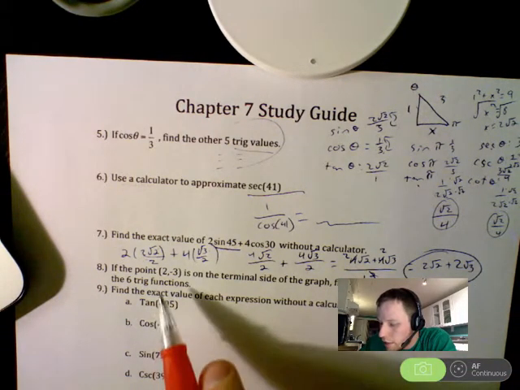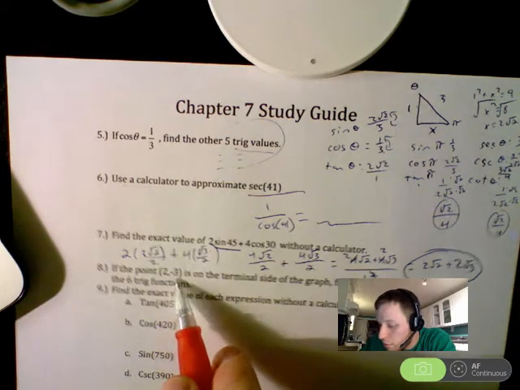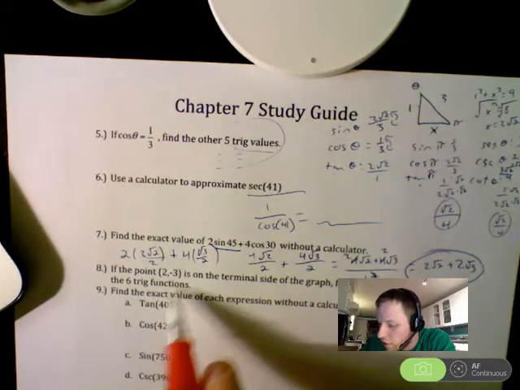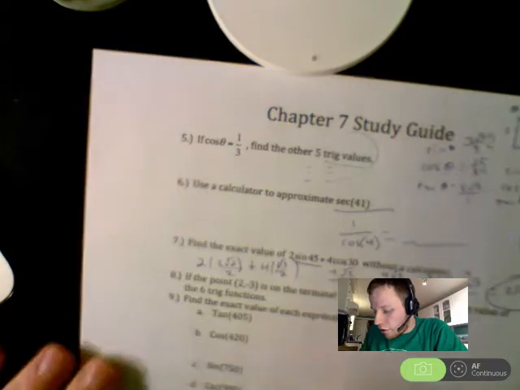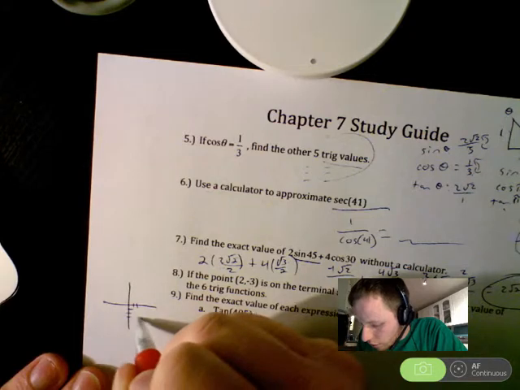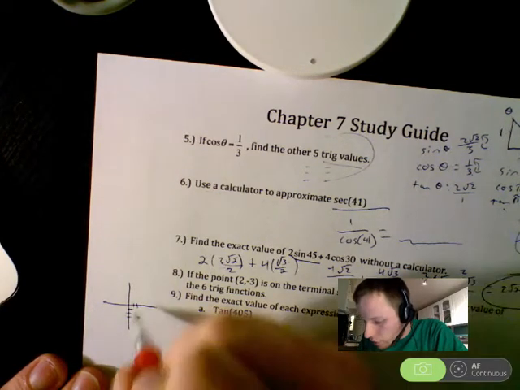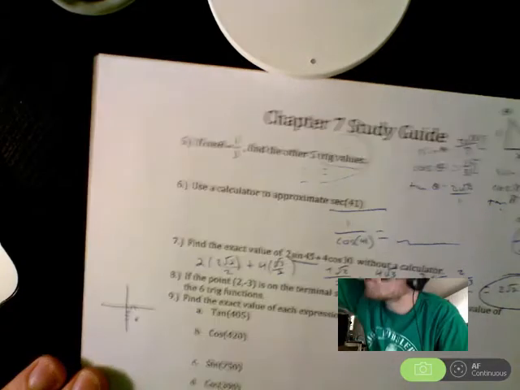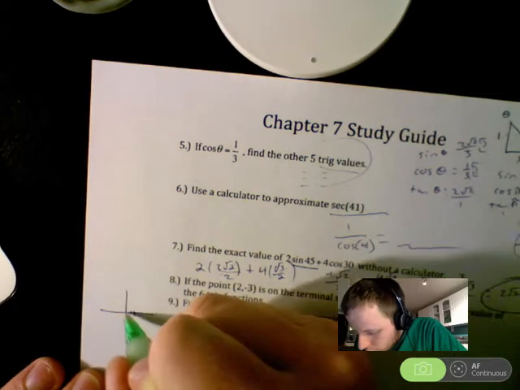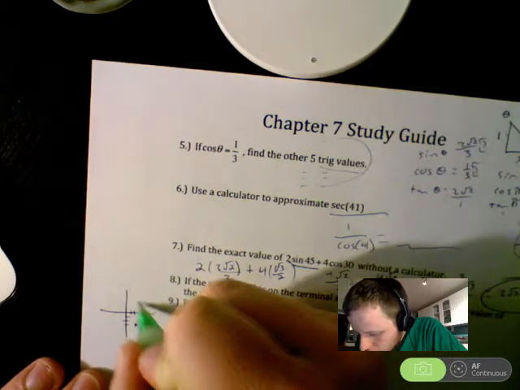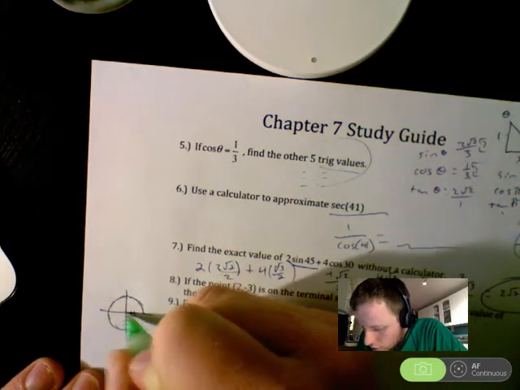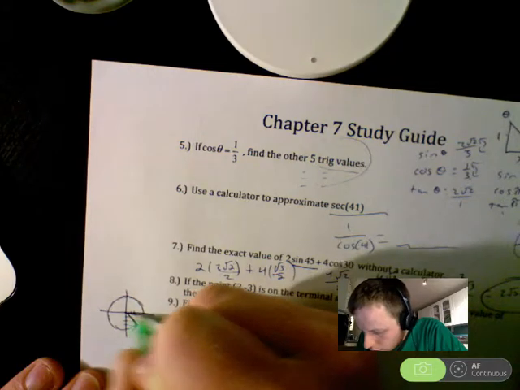Now, number 8 says, if the point 2, negative 3 is on the terminal side of the graph, find the exact value of the 6 trig functions. Well, if you remember, we have our graph, and our point is 2, negative 3, it's right here. Okay, so our graph, let me see if I can find a different color. This is black, it went all the way around to here. So our angle that we're using is here.